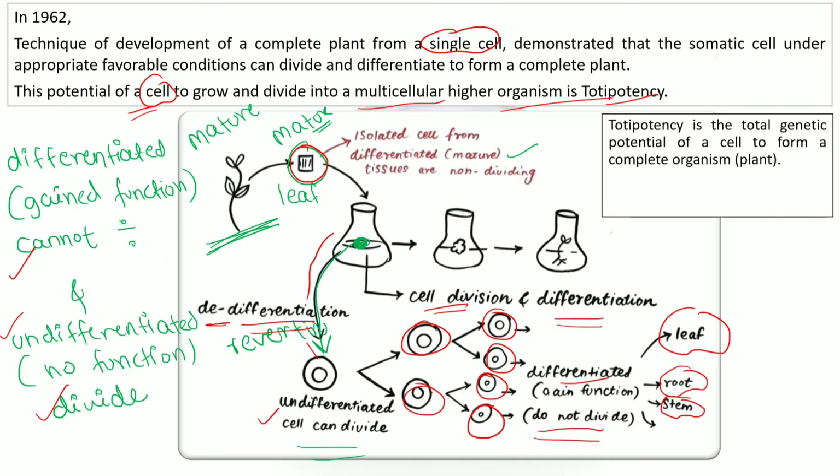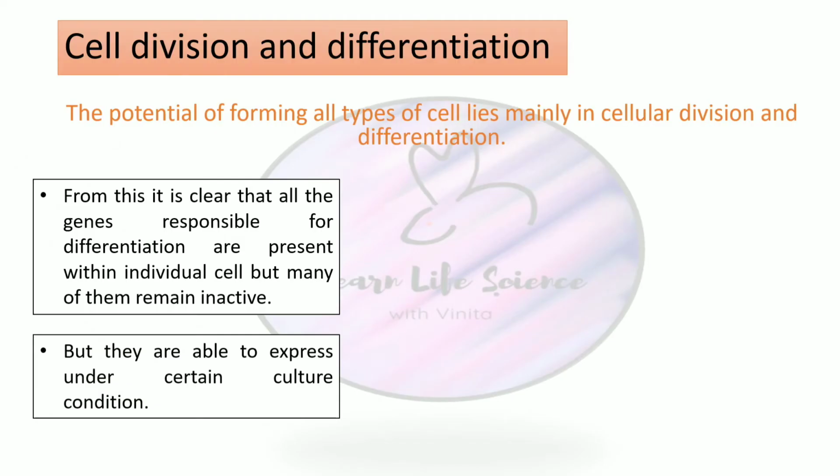In this case we are just reverting a mature cell to its immature, undifferentiated stage so that it can divide. And after division, we will induce the cell to develop into a plantlet by gaining a function, that is, by getting differentiated. So this cell division and differentiation is very important for totipotency to occur. There is also a statement that the potential of forming all types of cells lies mainly in cellular division and differentiation, as you have already seen, right?